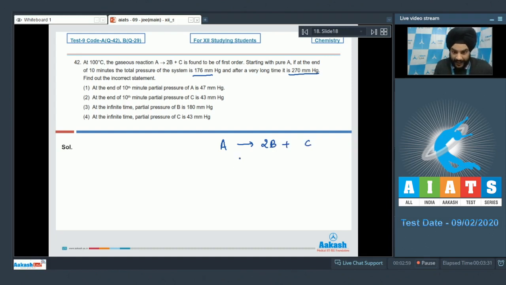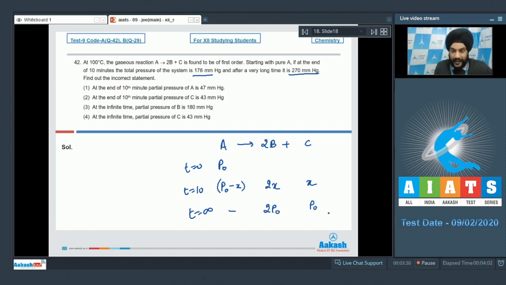Okay, let us assume that the initial pressure of A be equal to P naught. Okay, so this is time equal to 0. So T equal to 10 minutes. Let's say some amount of moles of A be dissociated, due to which the pressure is decreased by X units. So this will be 2X and this will be X. Okay, and after a very long time, all of this A will be converted into B and C. So this will be 2P naught and P naught.